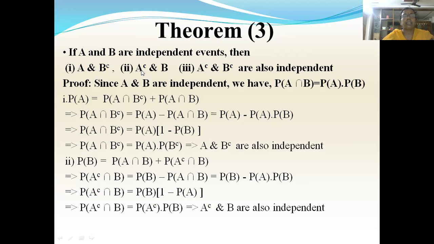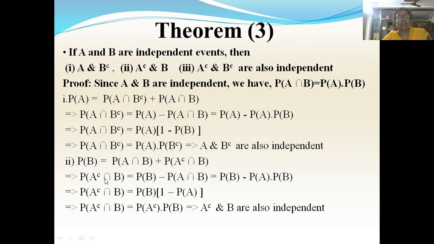Similarly, we'll prove for the second one. That means what we have to prove? A complement and B are also independent. That means we have to prove that P of A complement intersection B is equal to P of A complement into P of B. That we have to prove. So what I'll do, we'll consider P of B. Same as what we have proved in the first bit, same thing we have to follow in the second bit also. So P of B is equal to P of A intersection B plus P of A complement intersection B. So here we want this probability, so I'll take the first term to the left side.